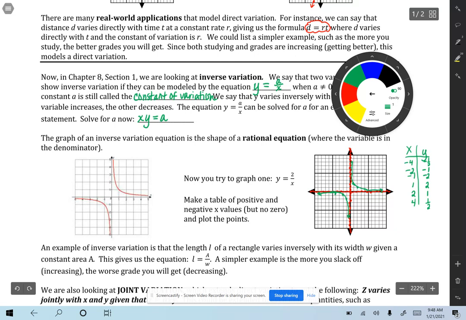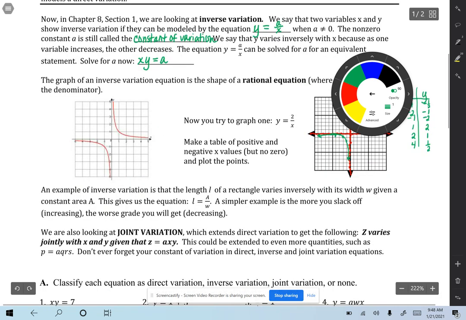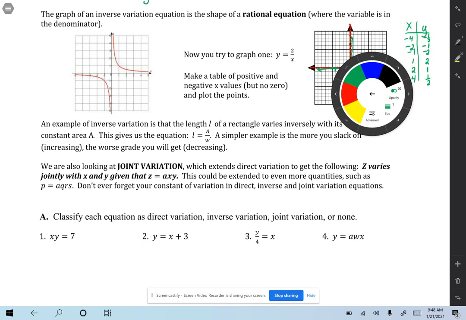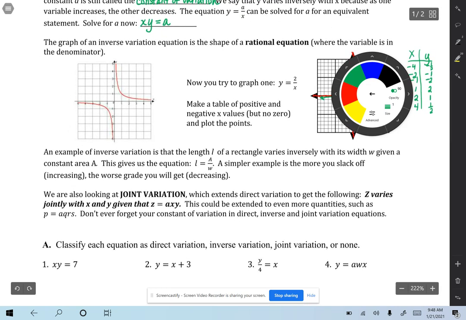There. And that is a graph of a rational equation. An example of inverse variation in real life is the length of a rectangle varies inversely with its width W, given a constant area A. This gives us the equation L equals A over W. So the length varies inversely with the width. And the way I read it, length varies inversely with width. Width would be in the denominator right there.